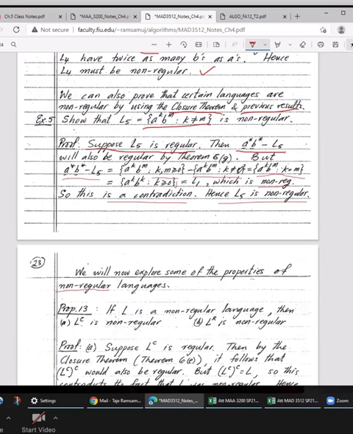Regular is like the nicest. You union two regular languages, you concatenate them, you star them, you intersect them, you take relative difference, you take complements, everything is regular. You even take homomorphism, it's regular. So you're thinking, what is this homomorphism again?